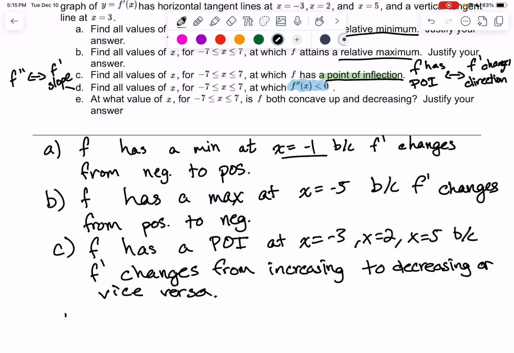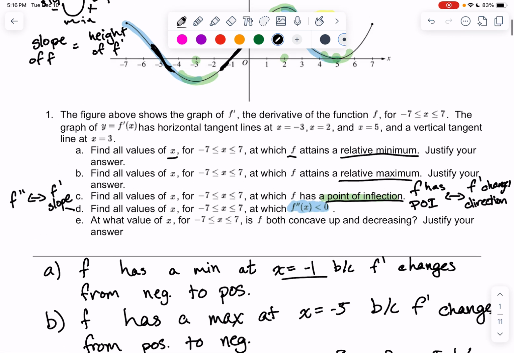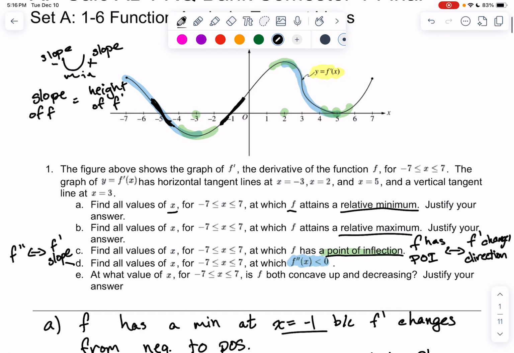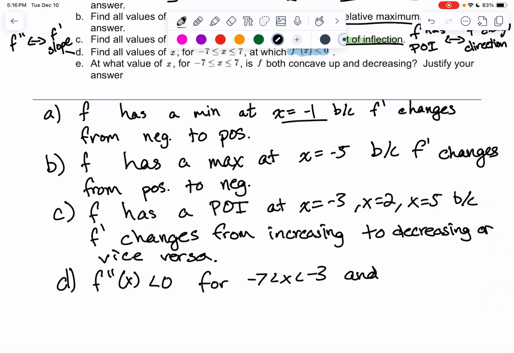So for part D, we would say f double prime of x is less than 0 for -7 less than x less than, is it -3? Yep, -3. And the other one is from 2 to 5. There we go. And, oh, because f prime is decreasing. That's the reason you need to put there.